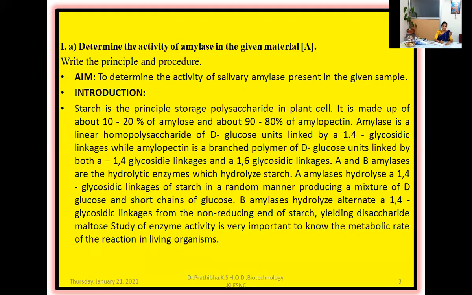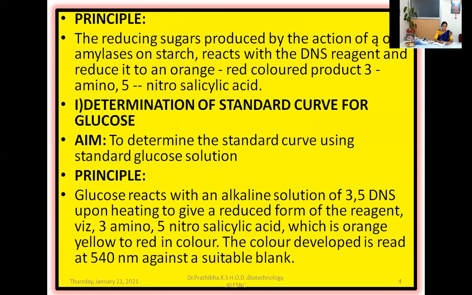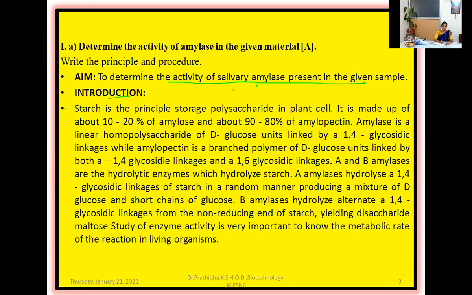So now let us go through question number 1: determine the activity of amylase in the given material A. You need to write the principle and procedure. First, let us write the aim of the experiment, that is to determine the activity of salivary amylase present in the given sample. Here I've given the introduction about starch. You can take a screenshot or pause this video and make a note.